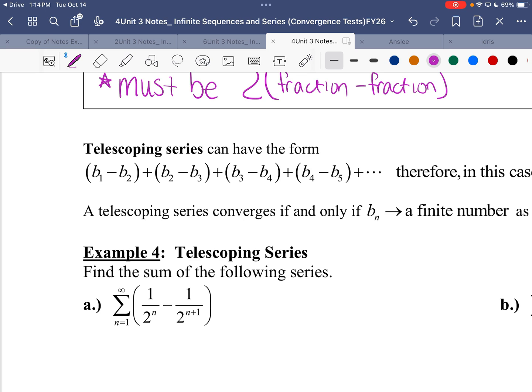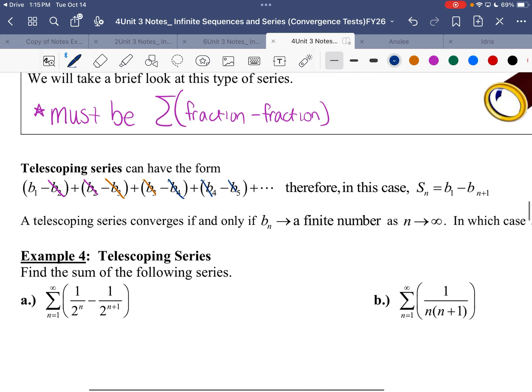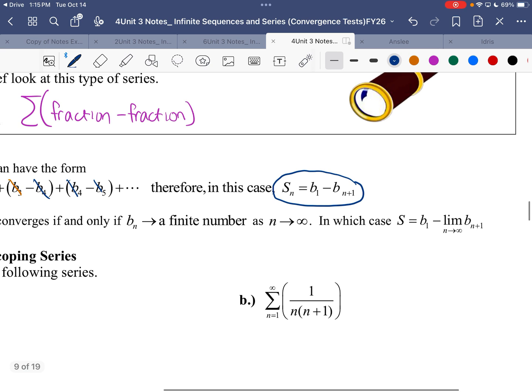So if we have B1 minus B2, it has to be number minus number. It's usually fraction minus fraction, but number minus number. B1 minus B2, and then we add. Do you see how the B2s are canceling out? And then the B3s are canceling out? And then the B4, and it would cancel out until you get to the last term. So the partial sum is going to be the first term minus the last term. Then if we're taking the limit of it, we're going to see if it's converging or diverging, etc.